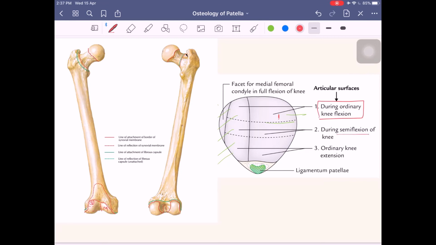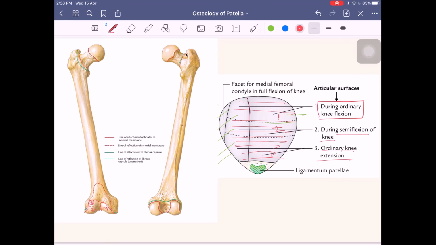Then during semi-flexion, when you are at half, 50% flexed knee, it is the middle area, number 2. Here you can see this is the part that will come in contact, and when you stand, that is ordinary extension, so that is your number 3. So this is number 3. This entire lateral part is coming in contact with this area.